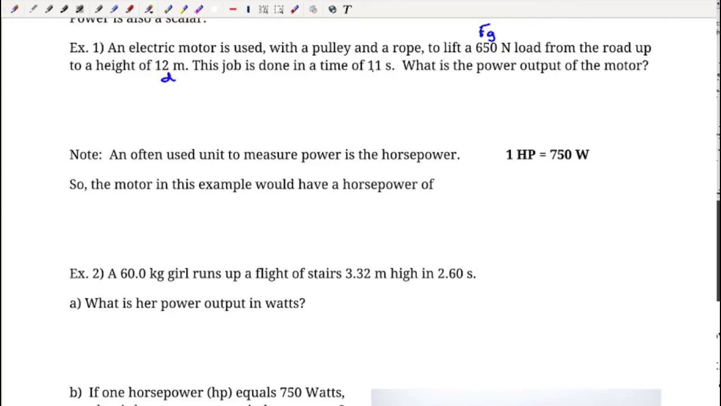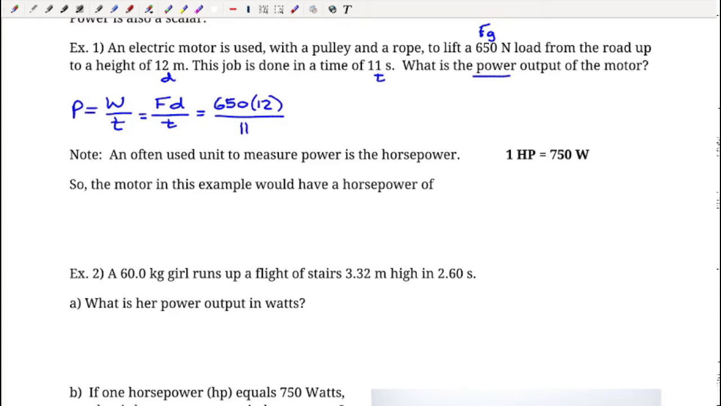So here's my distance, here's my time, and we want to know what is the power output of the motor. So to find power, I've got power is work over time. And I know work, I can just calculate work using force times distance. So instead of calculating that separately and then putting the number in, I'm just going to put the formula in. So work equals force times distance, and then I'll keep this over time on the bottom. And then I need to actually plug in my numbers. So I've got force, which is my 650 newtons, my distance, 12 meters, and my time, 11 seconds.